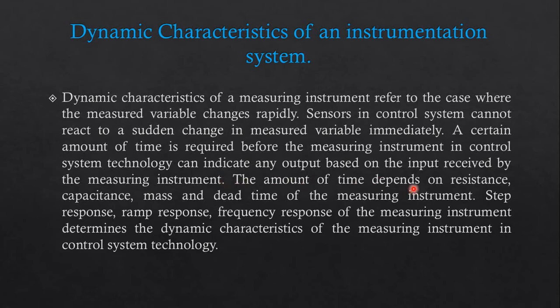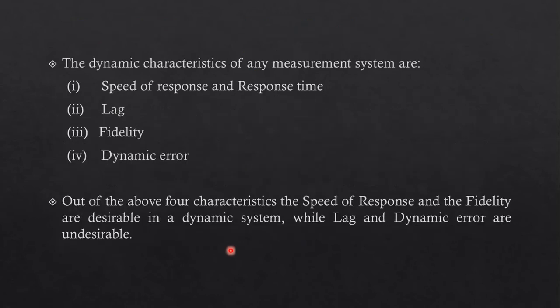The amount of time depends on the resistance, capacitance, mass and dead time of the measuring instrument. So the value is going to depend on these different factors. Step response, ramp response, and frequency response of measuring instruments determine the dynamic characteristics of the measuring instrument in control system technology. Now the dynamic characteristics of any measuring system are: first, speed of response and response time; second, lag; third, fidelity; and fourth, dynamic error.